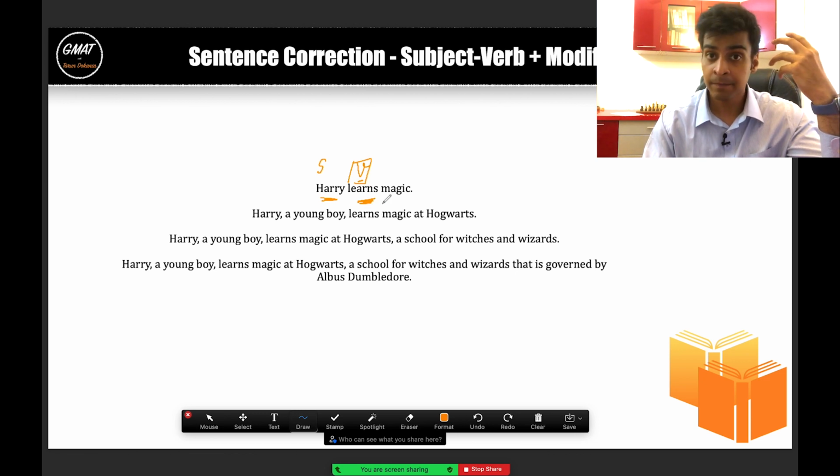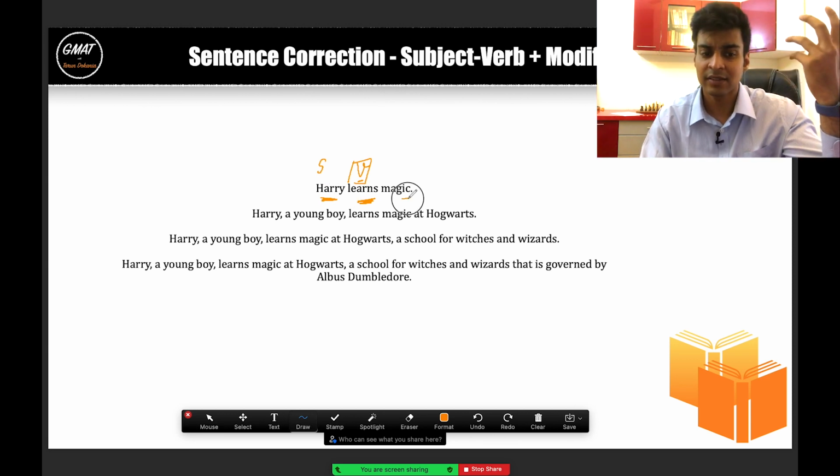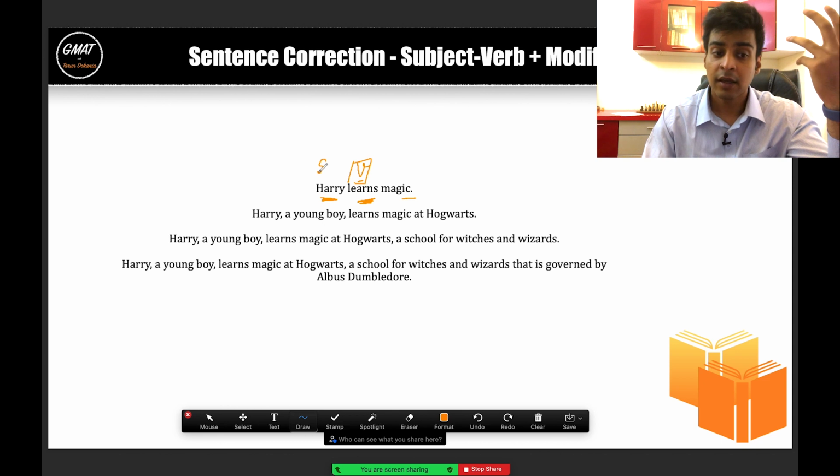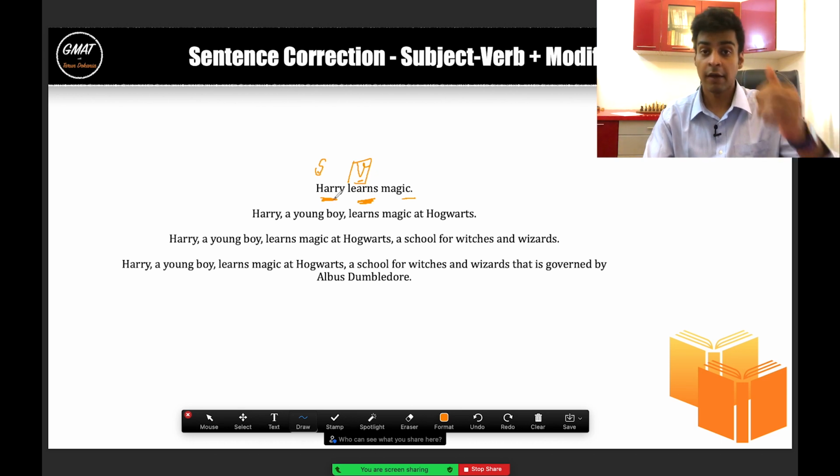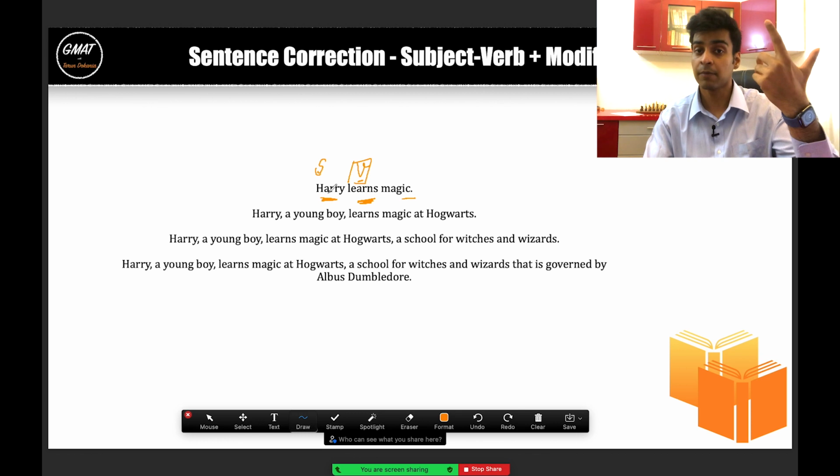Who is learning? And in this sentence, it's pretty easy to understand. Only Harry could be learning, right? Magic won't be learning anything. It's inanimate. It's a non-living entity. So I can find my subject now, because the doer of the action is called the subject. I focus on the action first, then I find out who does the action, I find my subject.